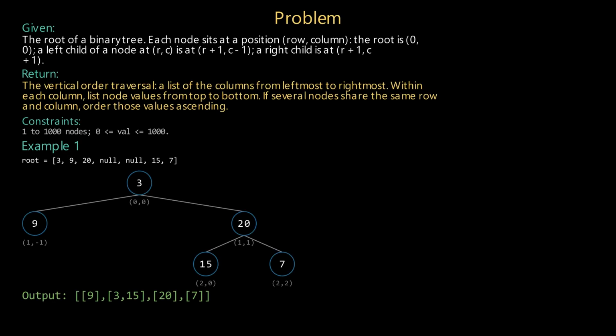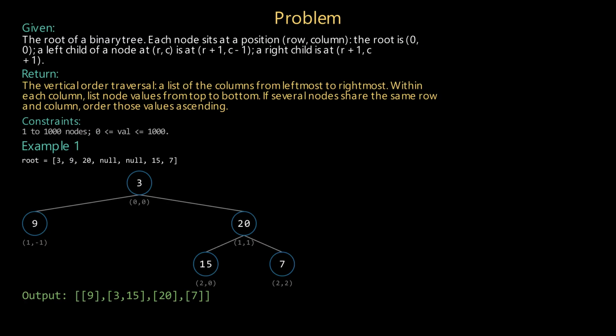Given the root of a binary tree. Each node sits at a position, row, column. The root is 0, 0. A left child of a node at r, c is at r plus 1, c minus 1. A right child is at r plus 1, c plus 1.